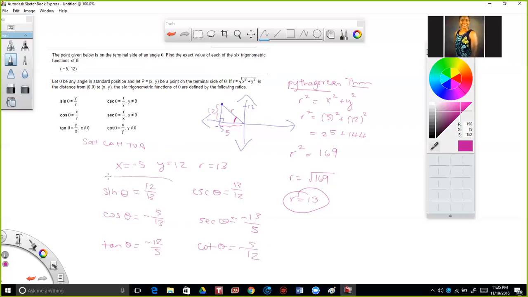So that's using the point to find your trig functions. And then we also applied the Pythagorean theorem to find out what the hypotenuse in this case is. And we used the form SOHCAHTOA, where sine is opposite over hypotenuse, cosine is adjacent over hypotenuse, tangent is opposite over adjacent. And then you have the cosecant, secant, and cotangent, which are the inverses of the three main ones. Okay, I hope this has helped.